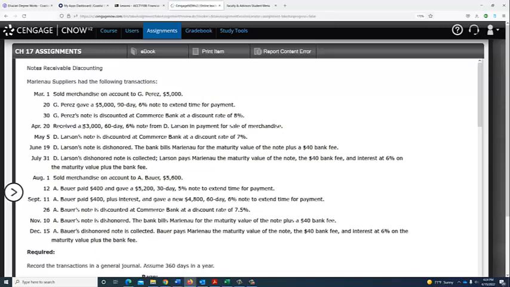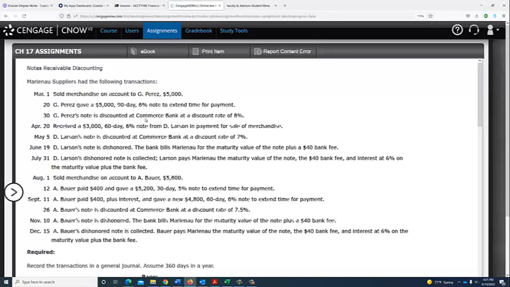On the 30th, G. Perez's note is discounted at Commerce Bank at a rate of 8%. Before we can discount this note, we need to know the maturity value and the discount days. So the maturity value is 5,000 times 6% times 90 divided by 360. So interest is 75. So our maturity value is 5,075.